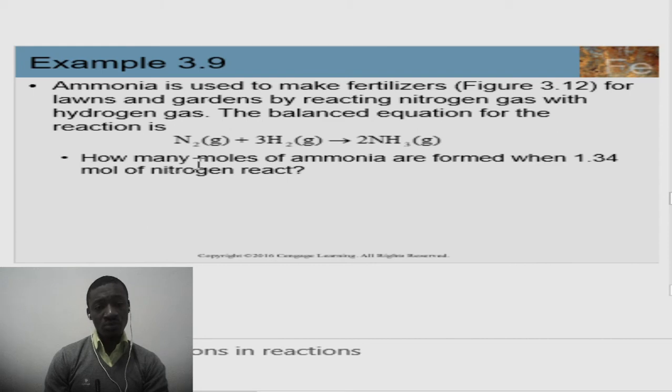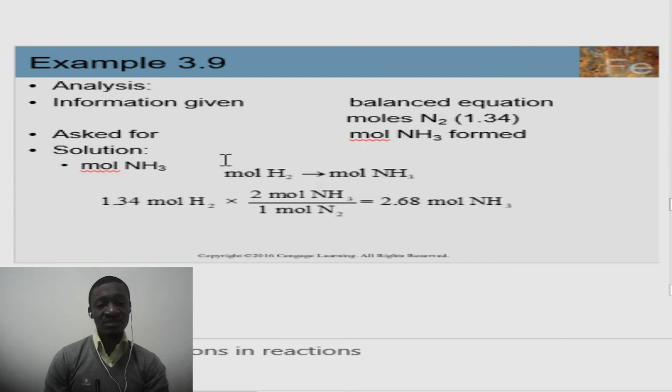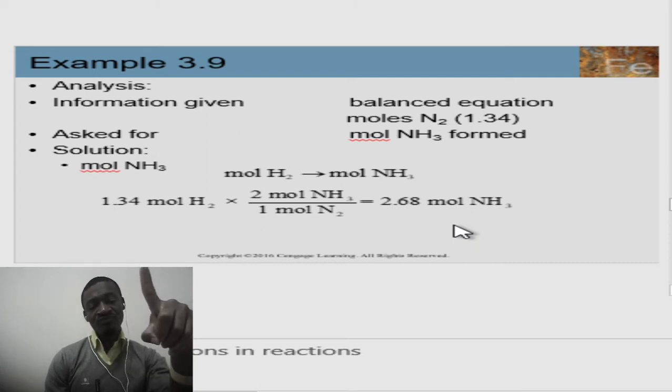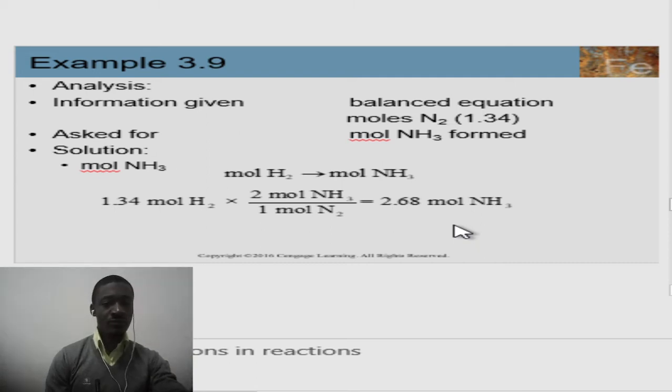Hence, 1.3 mole of nitrogen will give us how many mole of ammonia? That's the question. If you do that effectively, you will see that the 1 and then the 2, when you multiply it by the 2, you have your 2.68. That is basically cross multiplication. If 1 mole of nitrogen will give you 2 mole of ammonia, then 1.34 mole will give you X. So you just take 1.34 mole, multiply by 2 and then divide by 1. So hence you have this value.